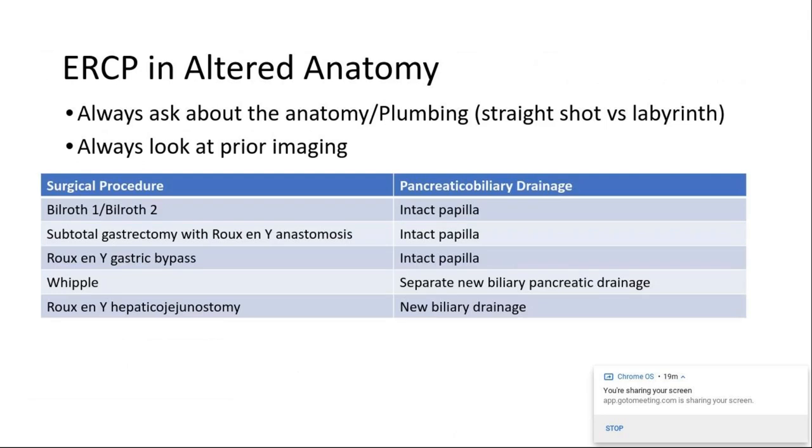So you always want to ask about the anatomy, particularly about the plumbing. For example, doing an ERCP in an intact stomach is quite different than doing it in someone who's had a Billroth 2 or a Roux-en-Y. In addition to knowing the anatomy, you also want to make sure you understand the path of pancreatic biliary drainage. And this is often done best through looking at imaging studies or trying to find the original surgical op reports if you're able to. Next slide.